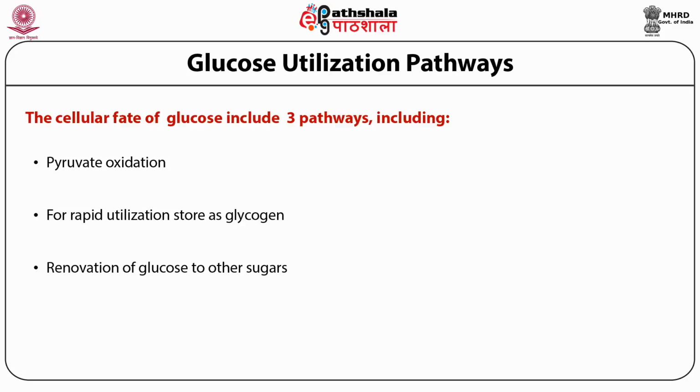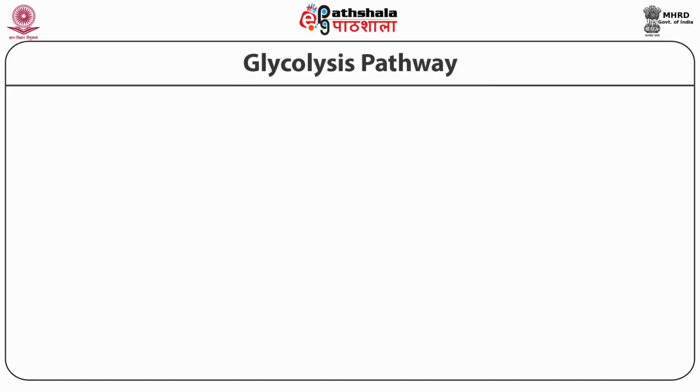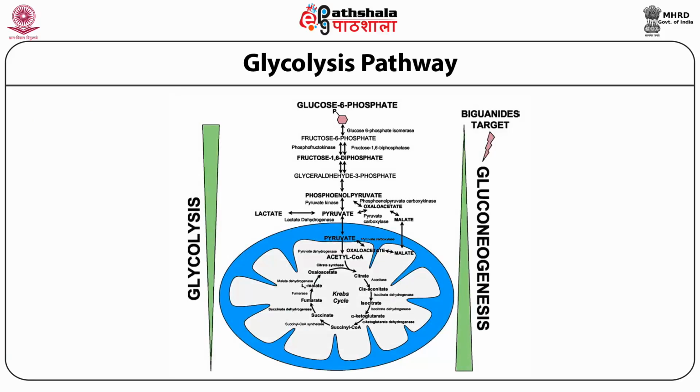In the body, a main cellular fate of glucose is found in tissues like adipose, muscle, and liver. For ATP generation, glucose is more efficient than fat and other fuel sources. Additionally, glucose also produces ATP under anaerobic conditions. The figure shows the glycolysis pathway.